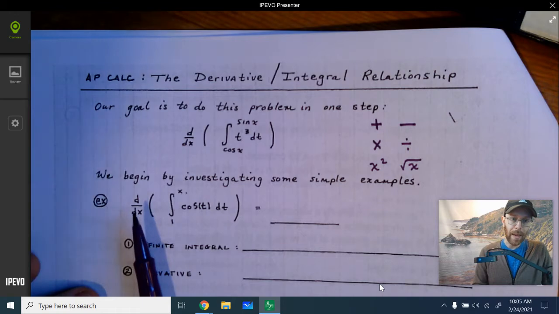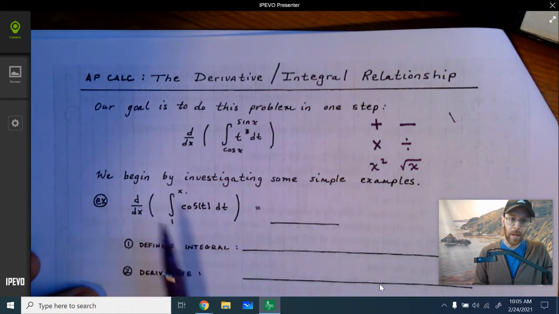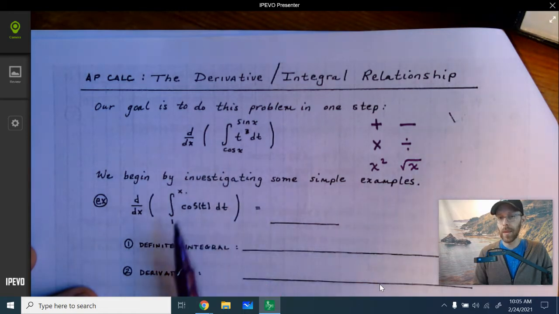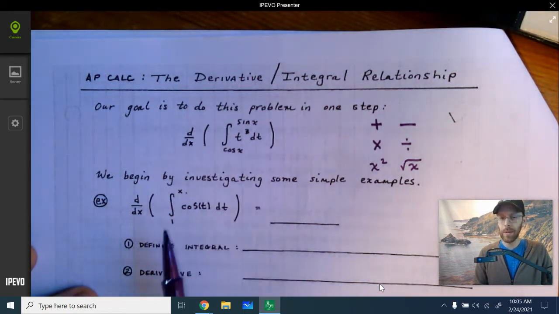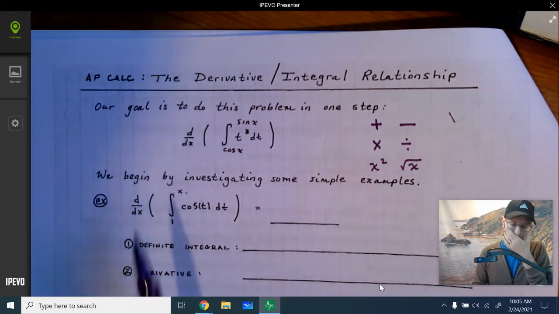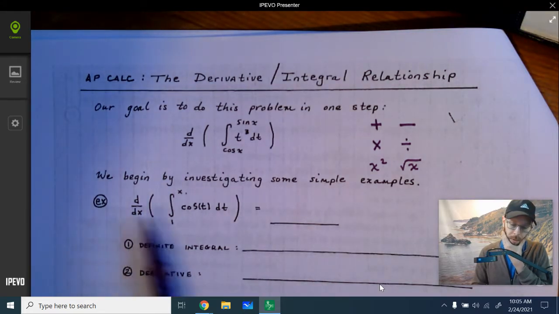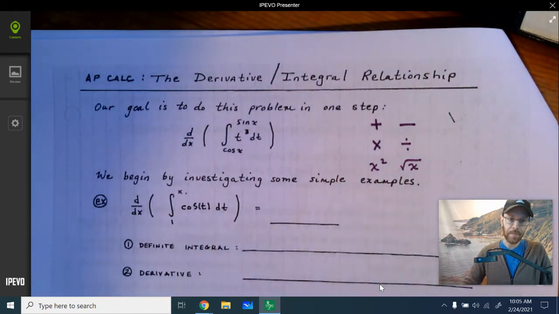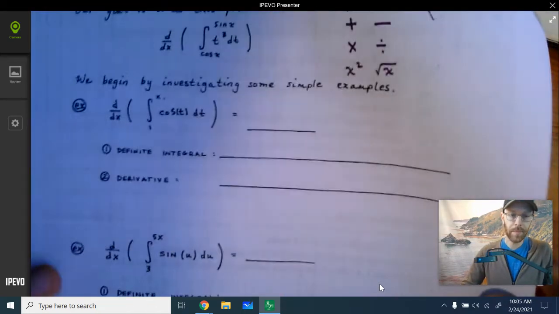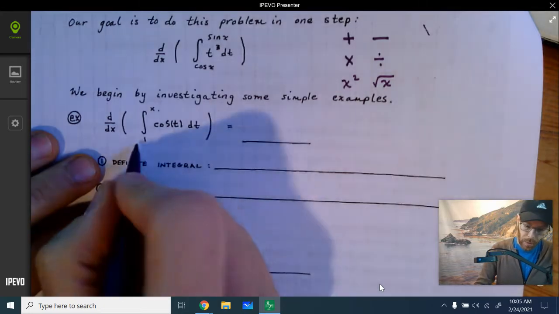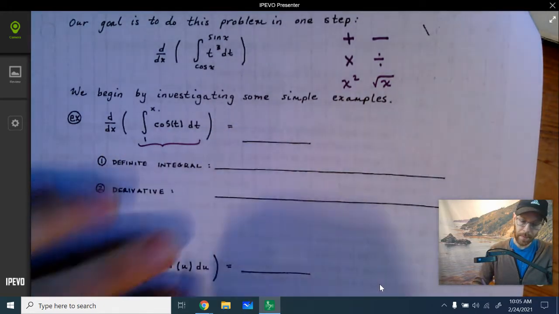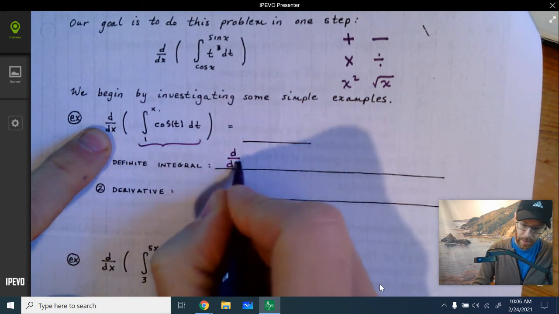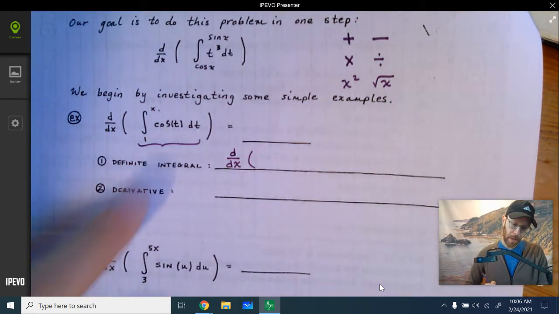Let's begin here. By the way, I'm giving you a simpler problem to begin with, because this one's kind of high powered. Let's begin with one that we can do by hand. Take the derivative of the integral from 1 to x of cosine of t dt. We're going to do this in two steps. First step is to evaluate the inside. So we're not going to deal with the derivative part just yet.